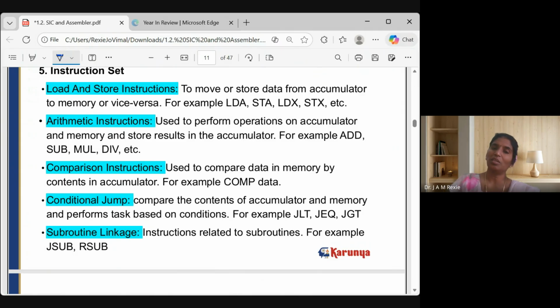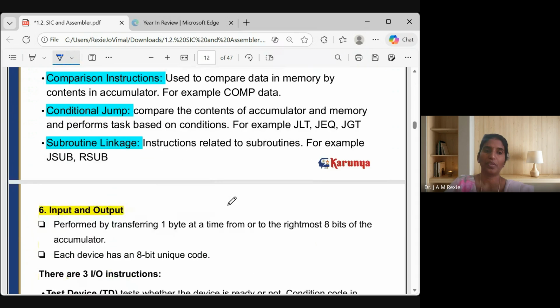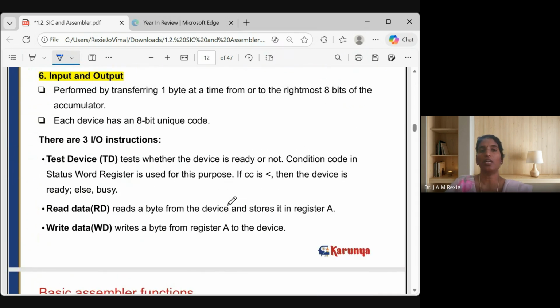So conditional jump based on the comparison which is done in the previous step, we'll be checking whether it is less or equal or greater. So this comparison answer will be available in the status word. Okay, and using that value, it will be checking whether it is less, greater, or equal. Based on that, the jump instructions will be executing. Then subroutine linkages, we are having jump to the subroutine and return from the subroutine. Input output is performed by transferring one byte at a time.